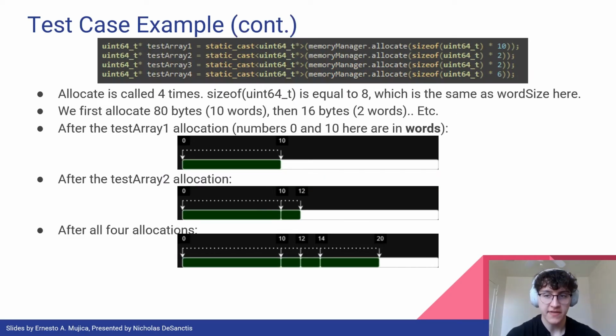Next, we'll do a bunch of allocations. These allocations in this example are being called with a uint64_t, which is 8 bytes, thankfully the same as our word size. So the first allocation is going to be a total of 80 bytes, which is 10 words. The following allocation is going to be 2 words, the next is 2 words, and the final one is 6 words. And we can see that we're assigning these to different variable names so that we have the ability to free them later.